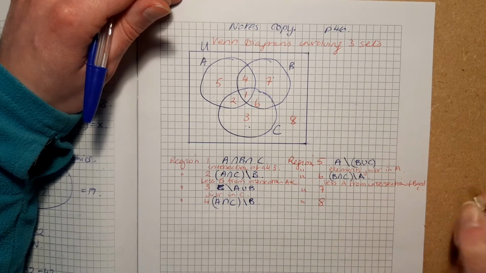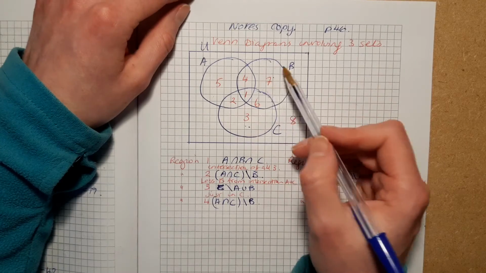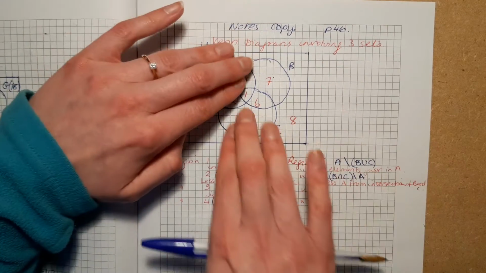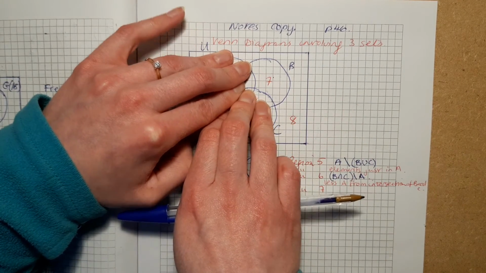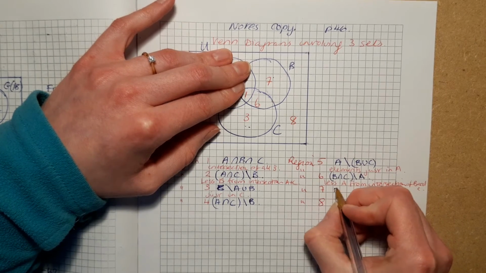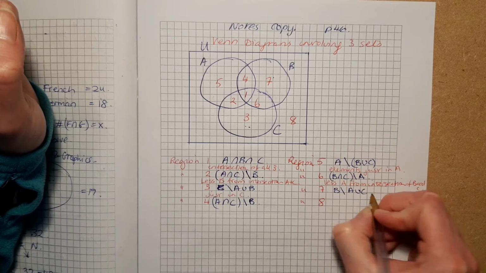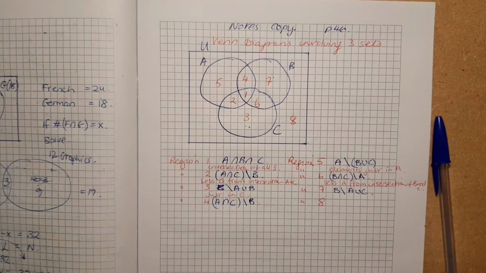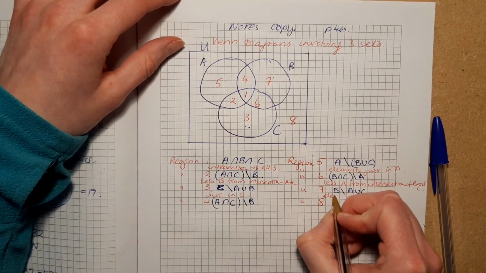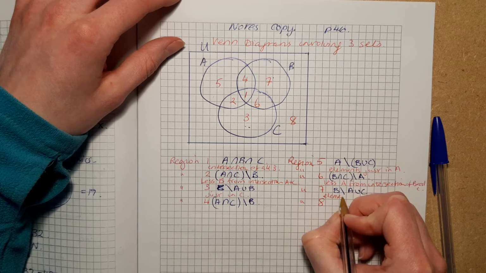Region 7 are just the elements in B when you take out A and C from it. Okay, so it's B less A union C. And these are the elements just in B.